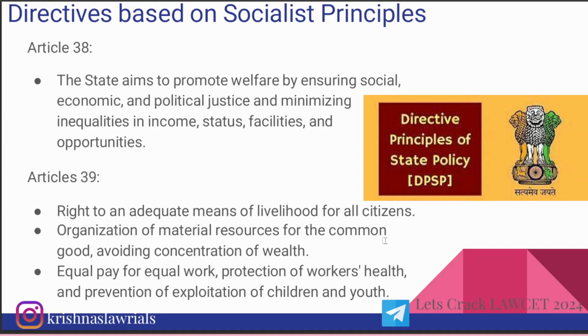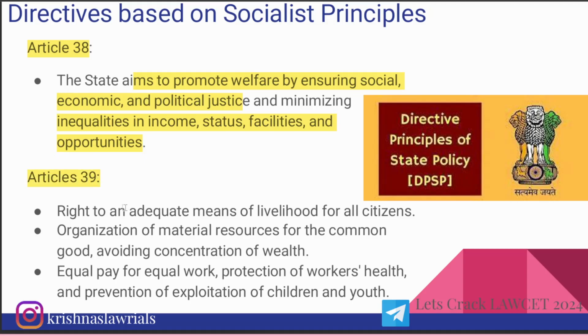Coming to directive principles based on socialistic principle. Article 38 says that the State aims to promote welfare, ensuring social, economic, and political justice, and minimizing inequality in income, status, and facilities of opportunity. So here, Article 38 is saying that the state should aim to promote welfare by ensuring that there should be no economic, political, or judicial differences. There should be no inequality in income and status of life. How a rich person lives and how a poor person lives, there should be no difference in that. There should be no rich, no poor.